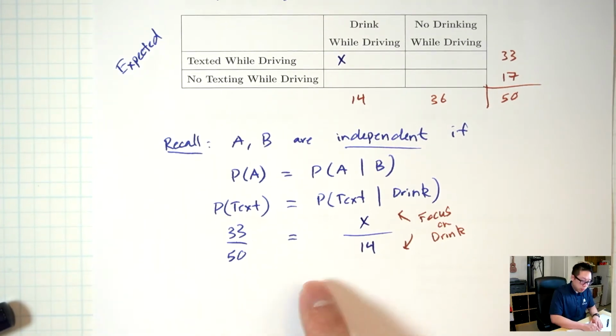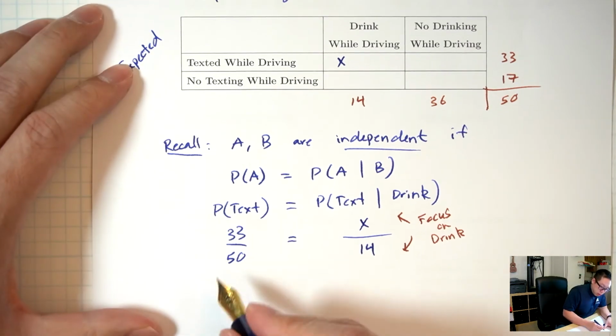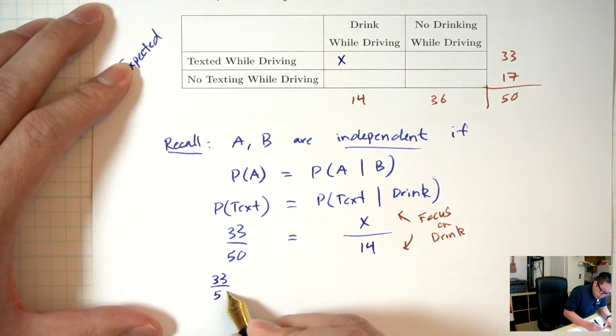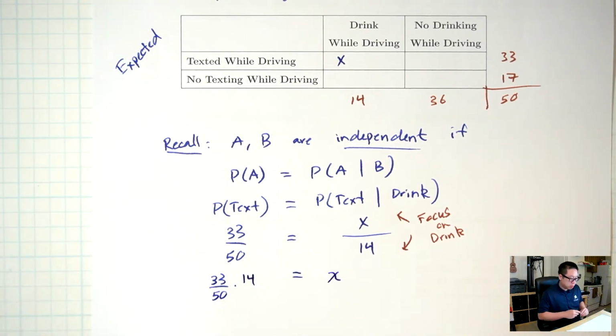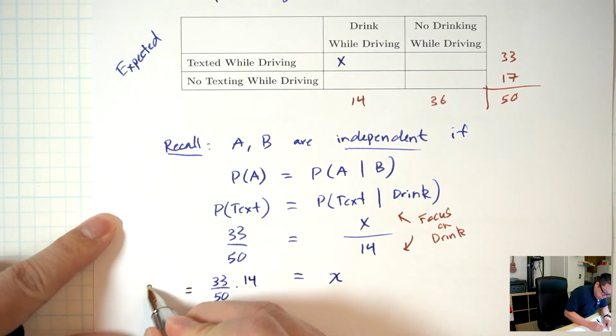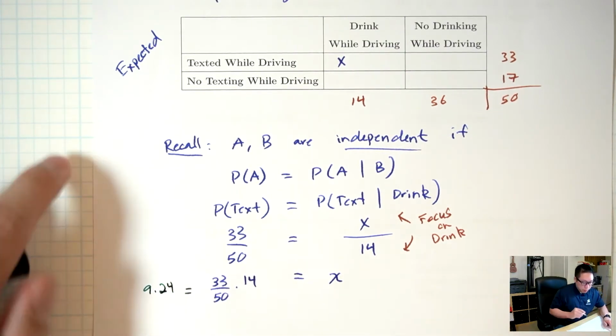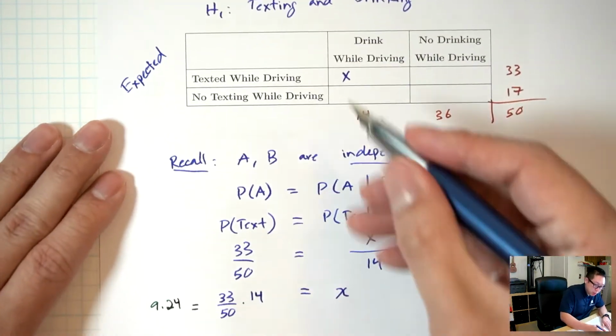To solve for X, I need to move this 14 over by multiplying it to the right side. And I'll get 33 over 50 times 14. Let me do that real quick. So 33 over 50 times 14, and I get 9.24. Let me write that in green. So what we just found was, if texting and drinking are indeed independent, the number that goes here should be 9.24.